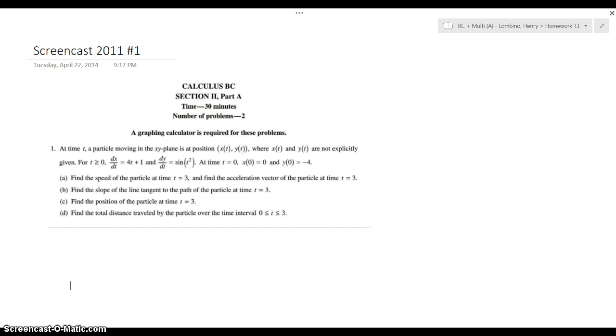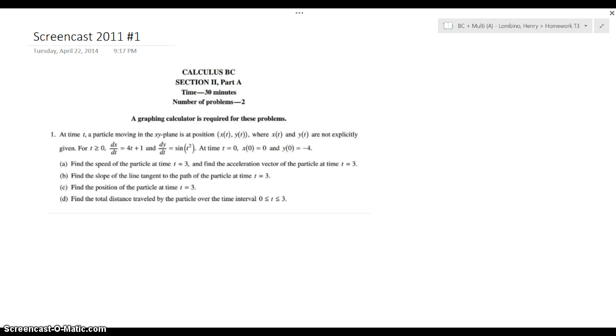All right, so let's go through how to do some of these problems. So let's do number 1. At time t, a particle moving in the xy plane is at the position x of t, y of t, where x of t and y of t are not explicitly given. For t greater than or equal to 0, dx/dt equals 4t plus 1, and dy/dt equals sine of t squared. At time t equals 0, x of 0 equals 0, and y of 0 equals negative 4. Okay, so this is a parametric problem.